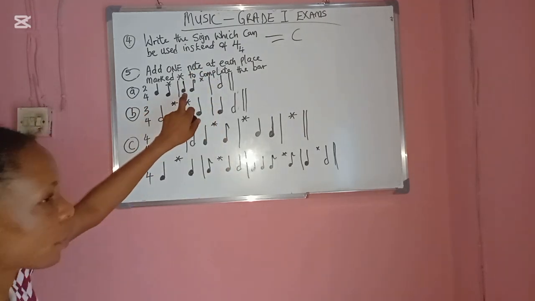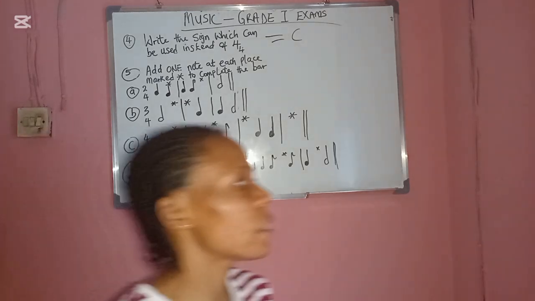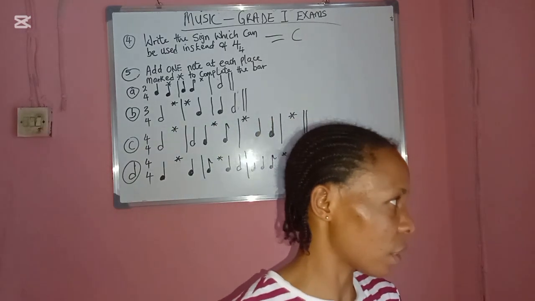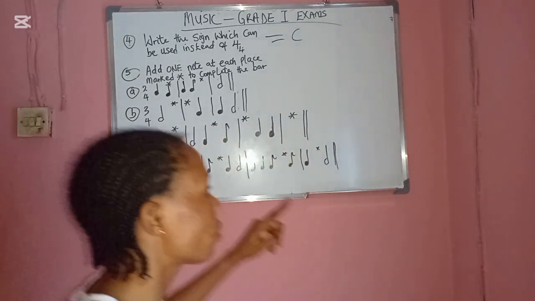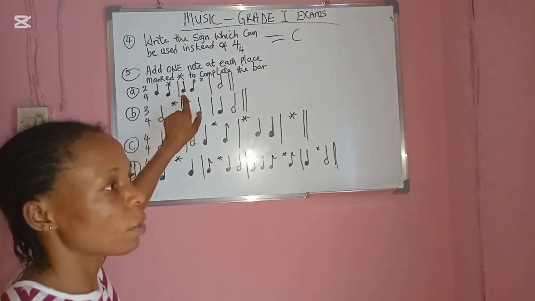So here we have a crochet and we have a quaver. Remember I said that quaver is the junior brother of crochet. That means you need 2 quavers to get 1 crochet. So here we have a crochet and we have a quaver.